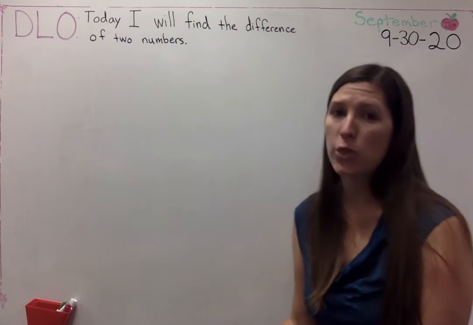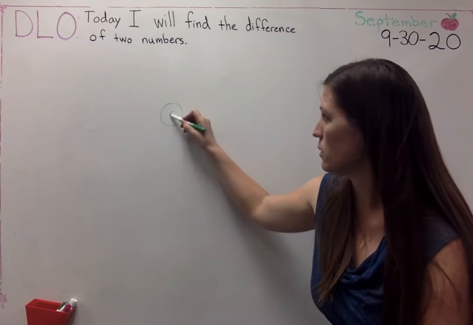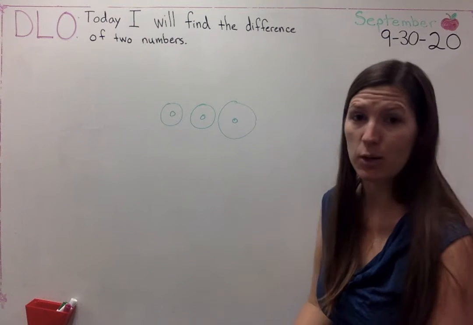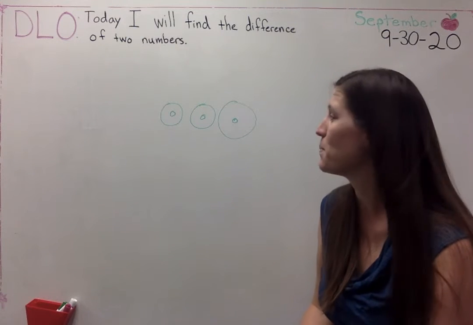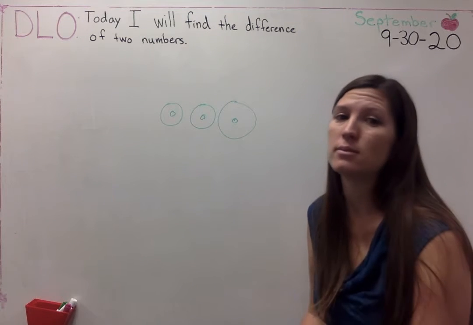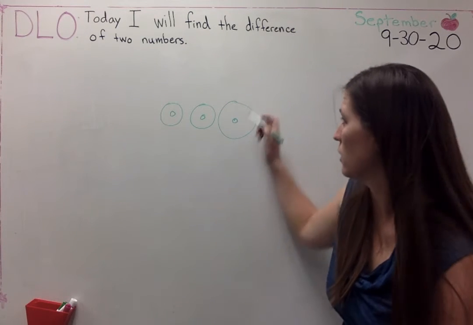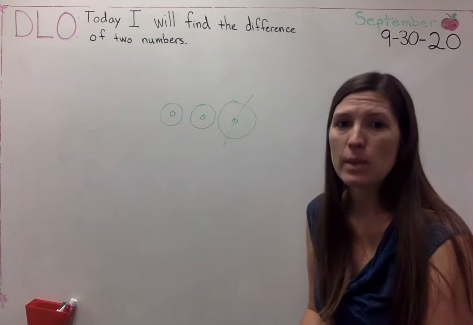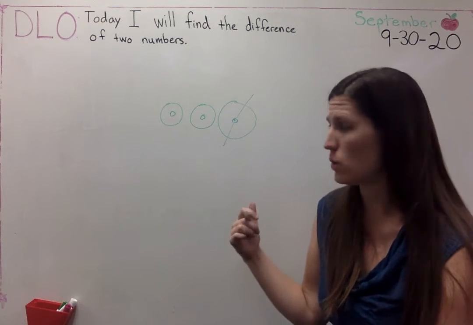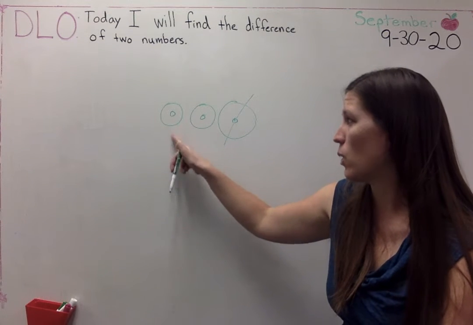I have 3 donuts. 1, 2, 3. Doesn't matter what size they are. I have 3 of them. I ate 1 donut. How many did I eat? 1. Let's cross it off. How many donuts are left? Now I can write my equation. I had how many? 1, 2, 3.